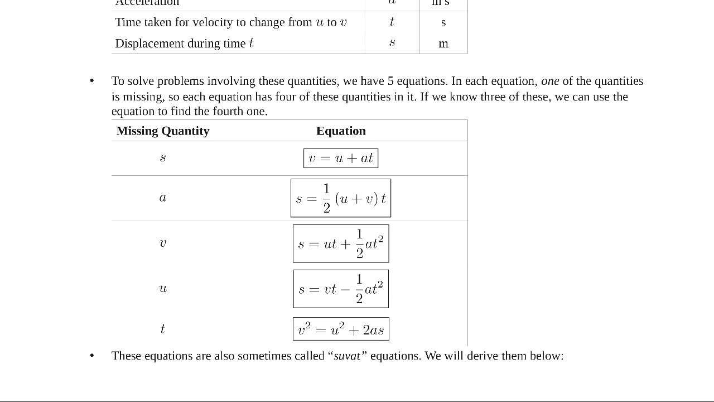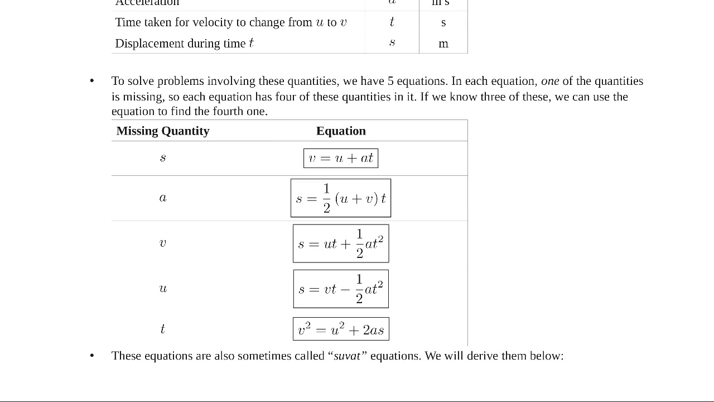So these 5 equations are the equations that we are going to use when we deal with problems where objects are moving at constant acceleration. These equations are also called the suvat equations, because you can see that the symbols that are used in these equations are s, u, v, a, and t.